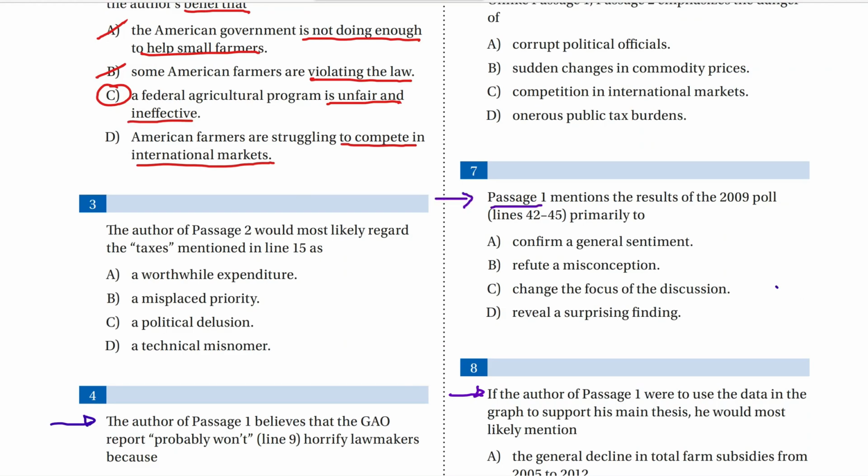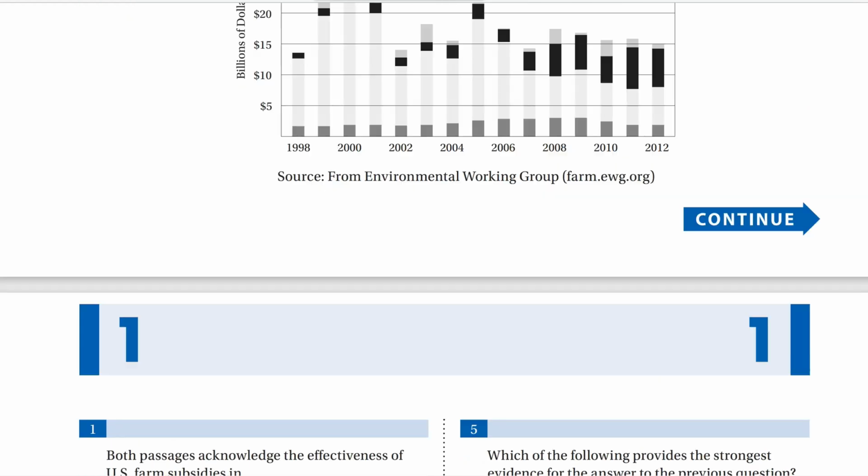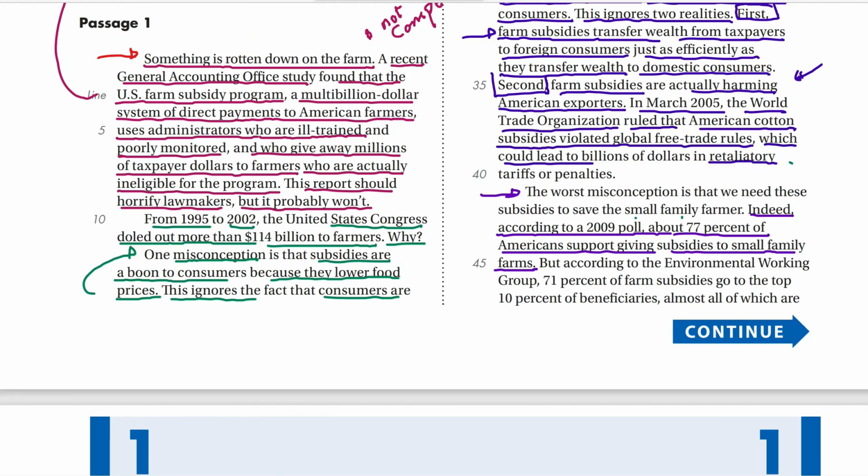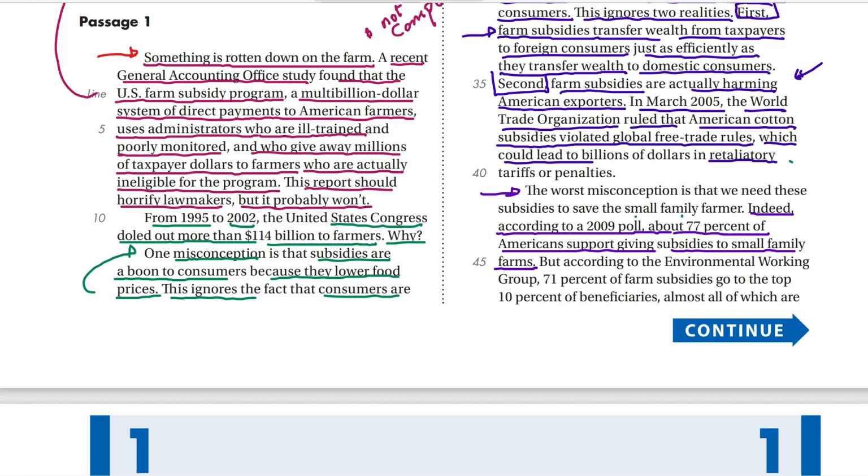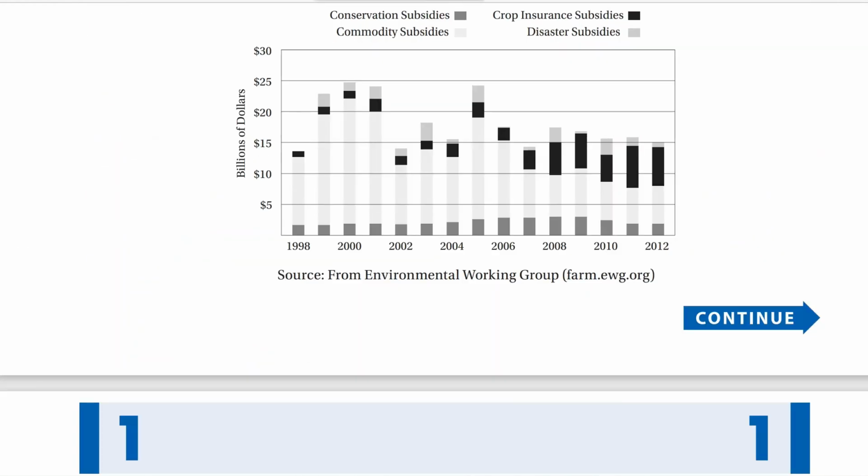Go ahead, Ya Rawan. Oh, okay. Passage 1 mentions the results of the 2009 poll, primarily to... Okay, you remember the poll in 2009? Okay, why did he mention it? 42 to 45, and let us go to 42 to 45. The worst misconception is that we need these subsidies to save the small family farmer. Indeed, according to the poll, about 77% of Americans support giving subsidies to small family farms. Okay, so till here, and what is the purpose? What do you think, Ibnti?